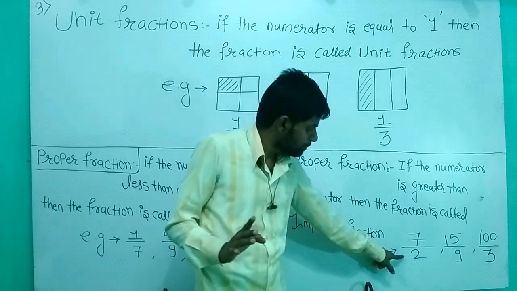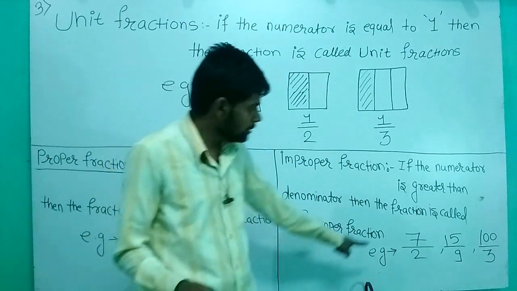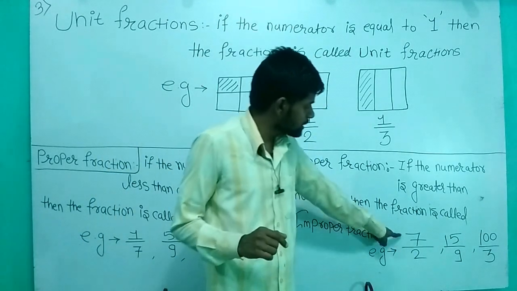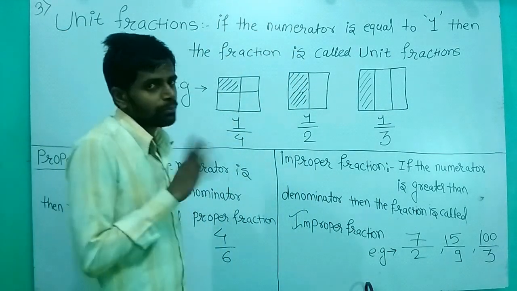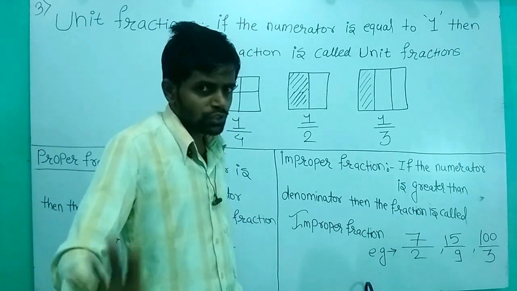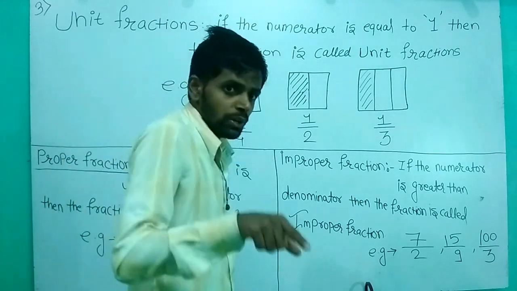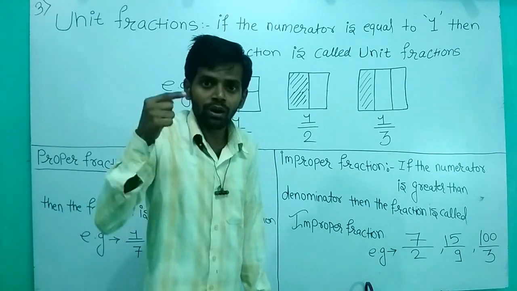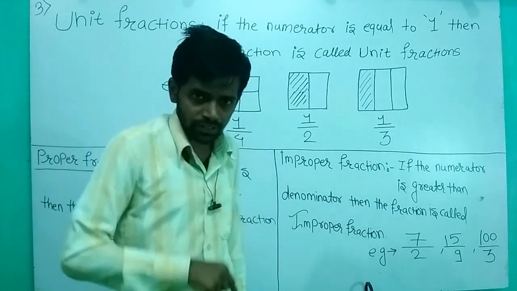ठीक है. So 7 by 2 is a fraction whose numerator is 7 and the denominator is 2, and here the numerator is greater and the denominator is small, and that's why it is an improper fraction. इसलिए वो improper fraction है, ऐसा आपकी बुक बोलती है. Such a definition is written in your book, but I will explain in the next video why it is improper and why it is proper, and what is the exact meaning of proper and improper fraction.